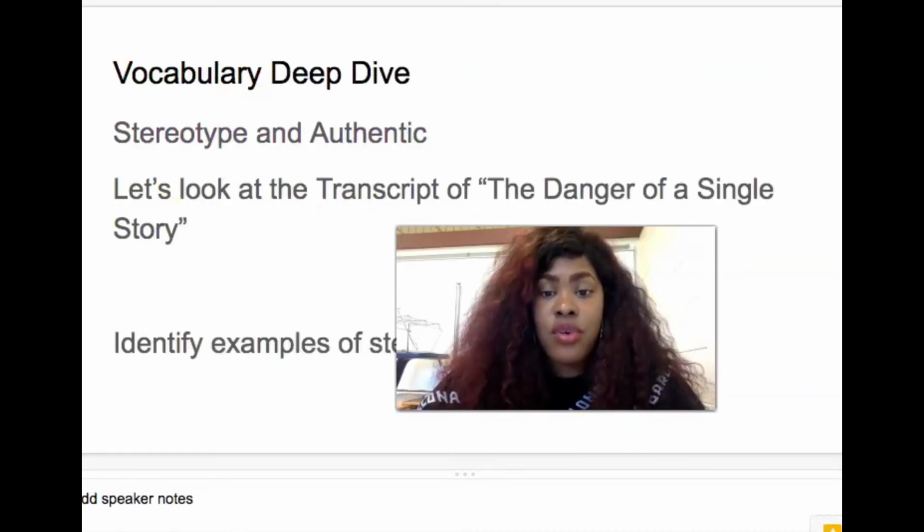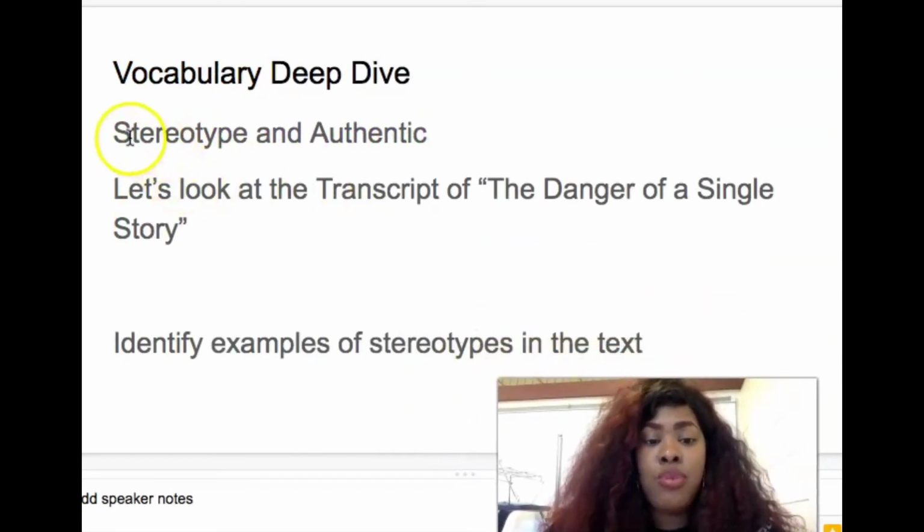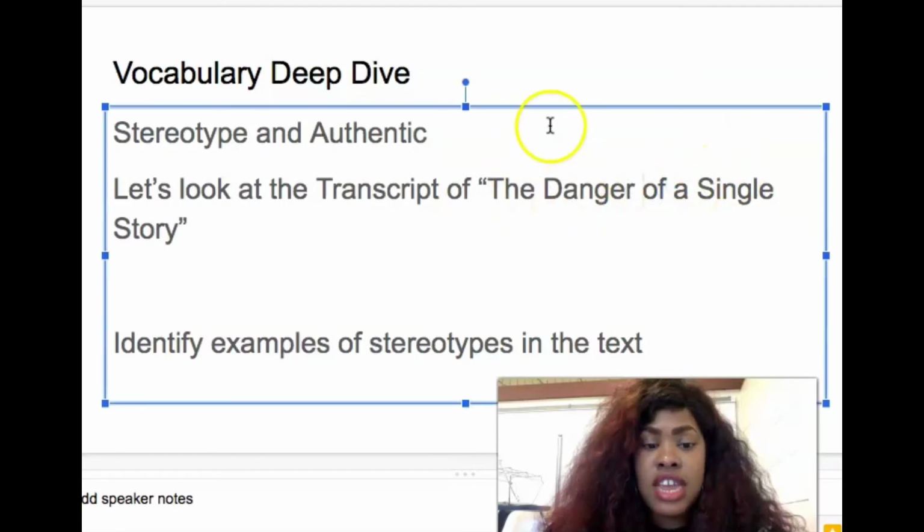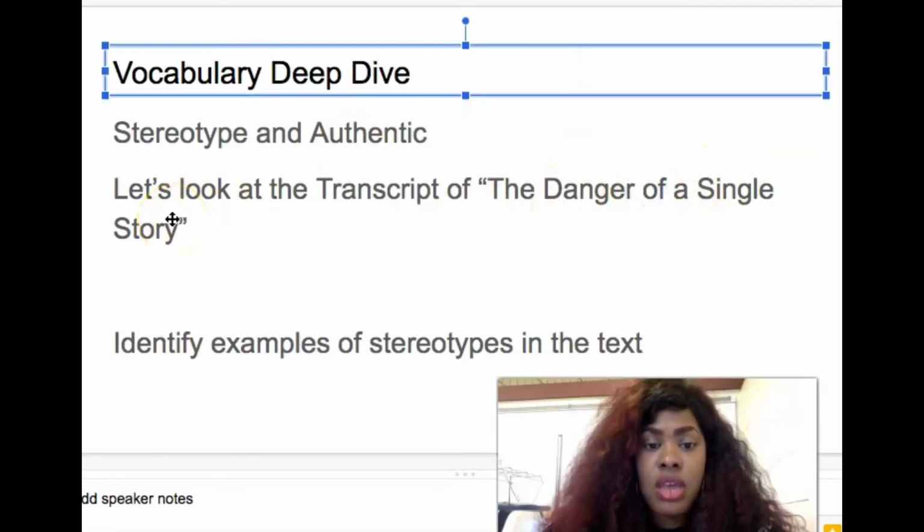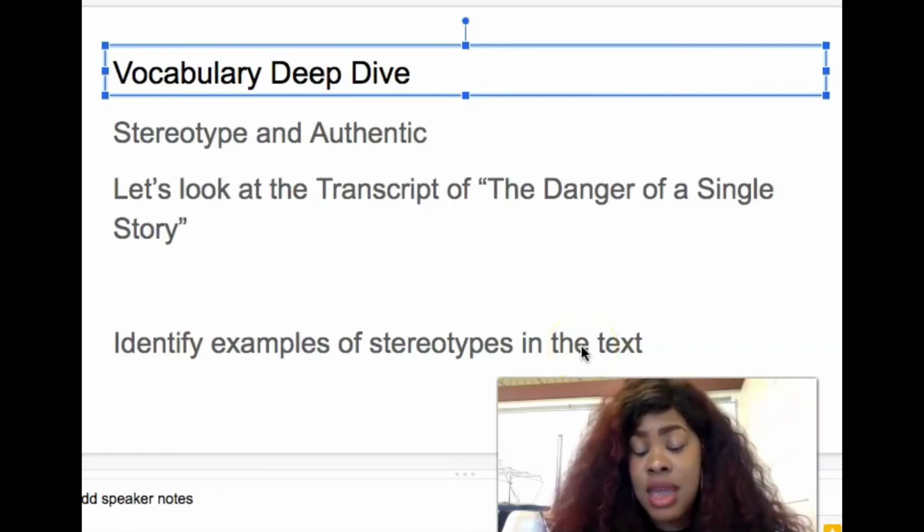All right, so for our vocabulary deep dive today, we're going to be looking at the words stereotype and authentic. Let's look at the transcript of The Danger of a Single Story. I'm going to have The Danger of a Single Story transcript inside of Schoology. You're going to look at that text and identify examples of stereotypes in the text. So where in the text does the author mention something that is a stereotype? If you don't know what a stereotype or authentic means, please look them up.